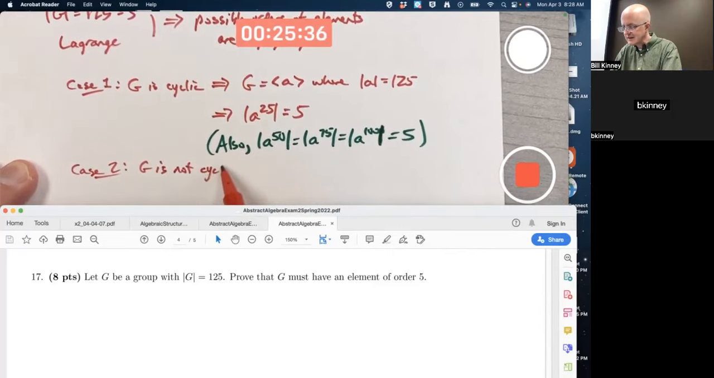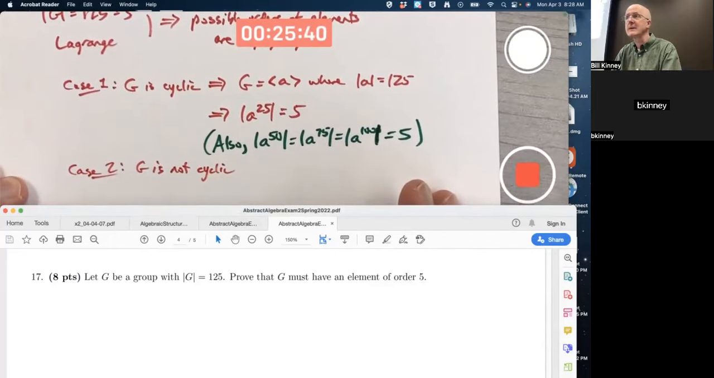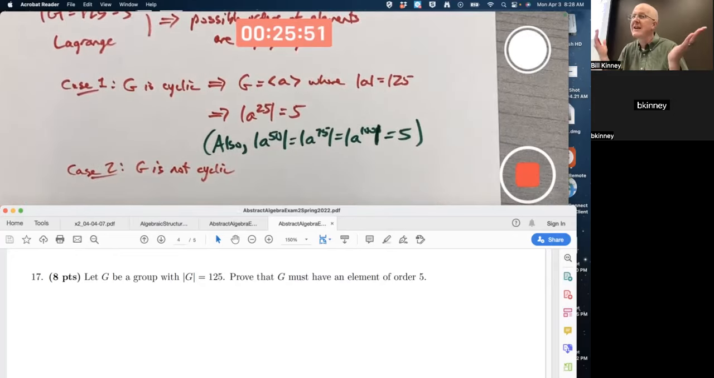G is not cyclic, so G does not have a generator, so there are no elements of order 125. That means all non-identity elements have either order 5 or 25. If one has order 5, we're done. But what if one has order 25? Or what if they all have order 25? Or is that even possible?